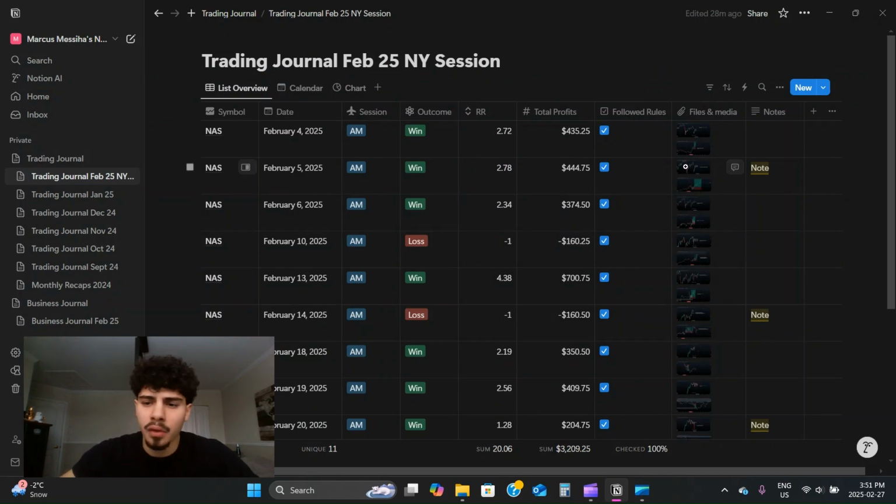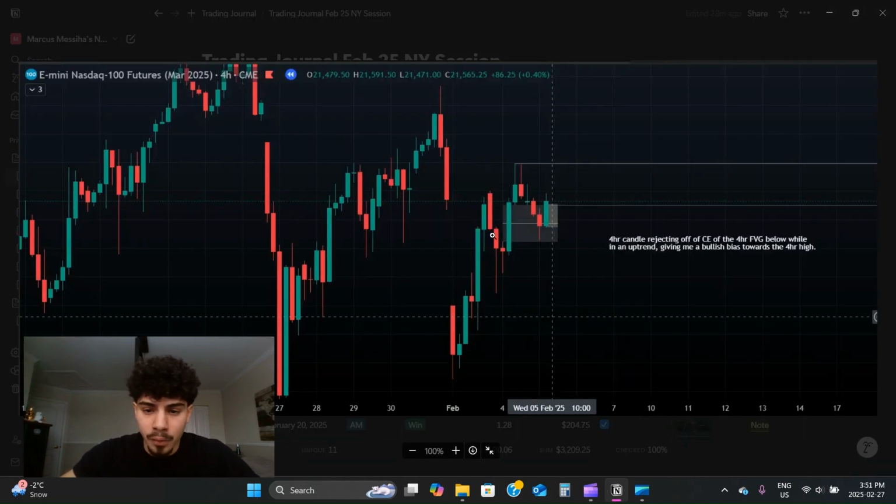Another easy setup, which is the next day right after, was basically similar to the previous day. We obviously rejected off this fair value gap on February 4th, and now on February 5th we had another 4 hour fair value gap that formed after taking out those highs. So again, we're still moving in an uptrend. And as you can see, the candles reject off the consequent encroachment of this 4 hour fair value gap.